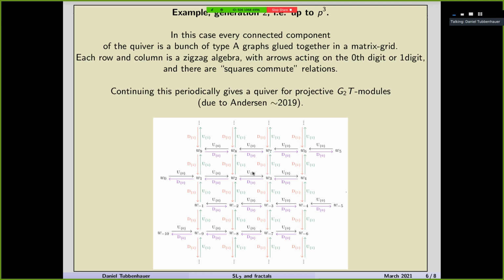So any possible, up to certain scalars, any possible square commuting relation. And then this just repeats. If you have P to the fourth, you have another line, it gets three-dimensional, you have this cube, so you have this cube-like picture in each direction. It's a zigzag algebra. You have another operator on the second digit now, and you have face-commuting relations.